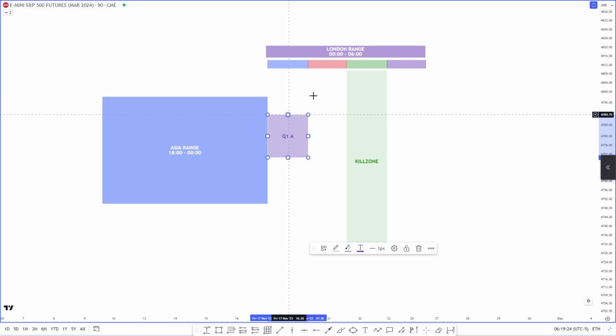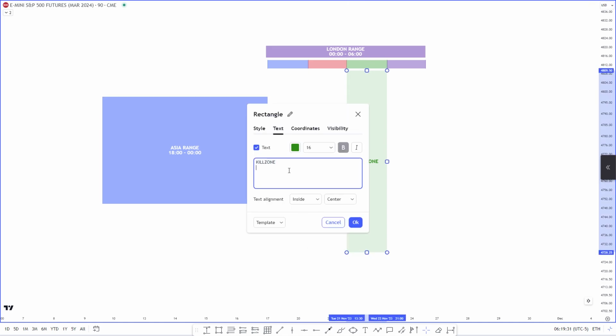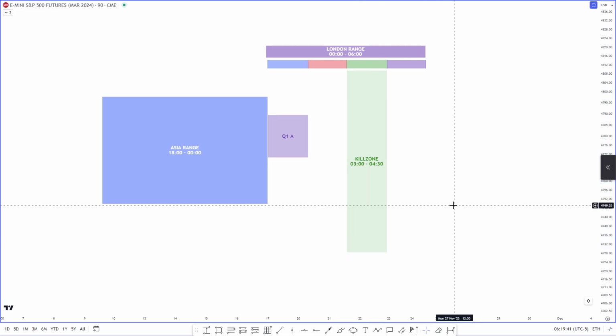So for us to take a trade within our kill zone range, let me also specify the times. It's always gonna be 03:00 to 04:30. I repeat, it never changes. It's always fixed at these times, right?